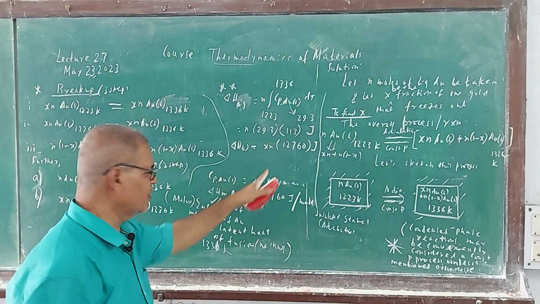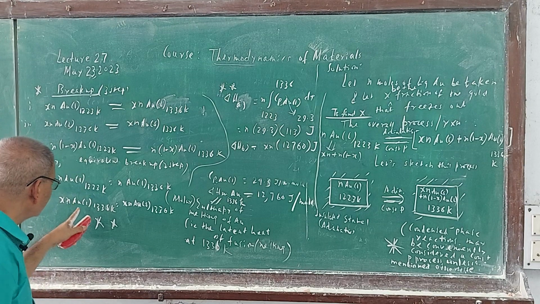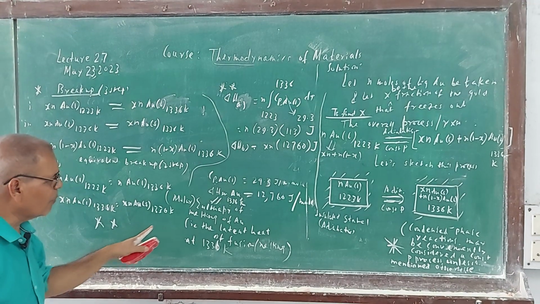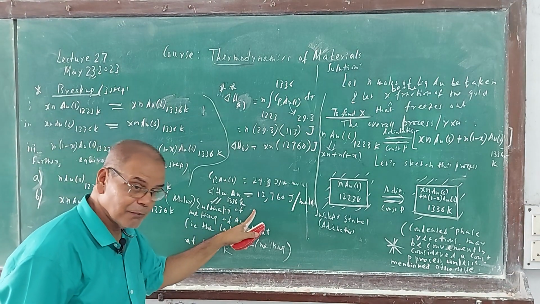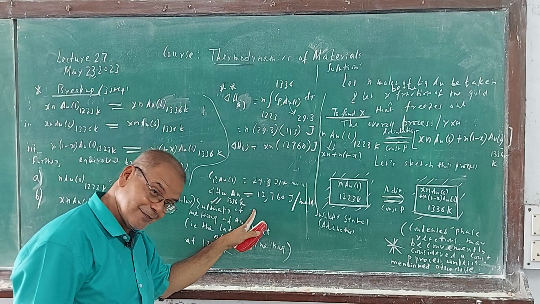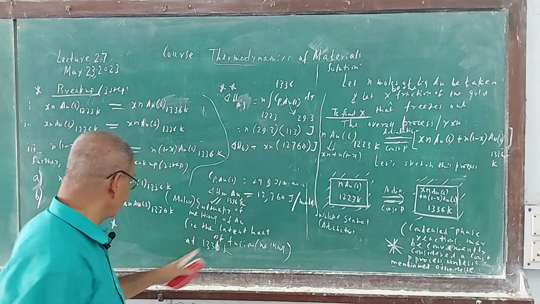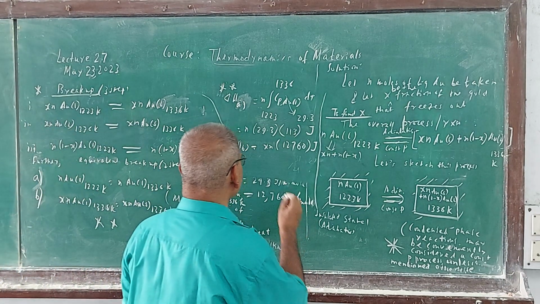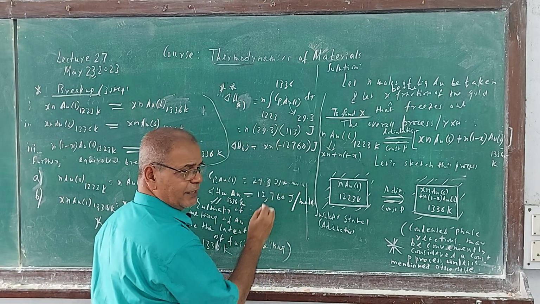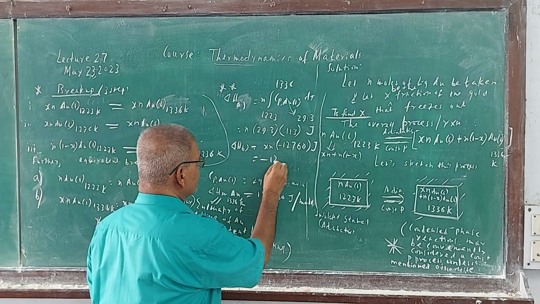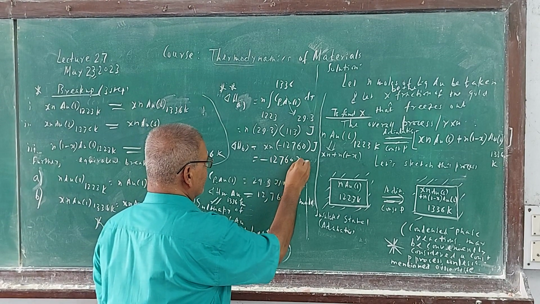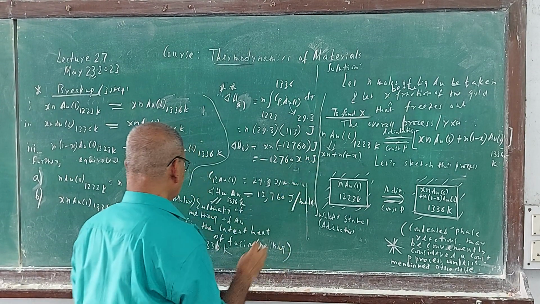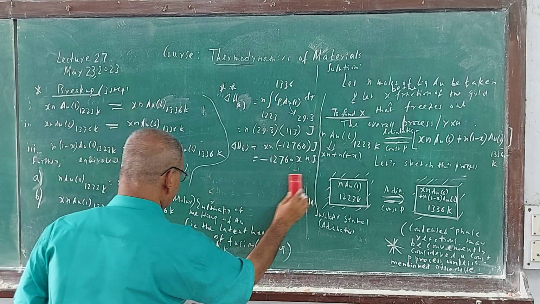Xn, liquid to gold. What is given? Melting, solid to liquid. Here it is liquid to solid, so it should be the negative of this. Thank you so much. So minus 12760 Xn joule. Happy?